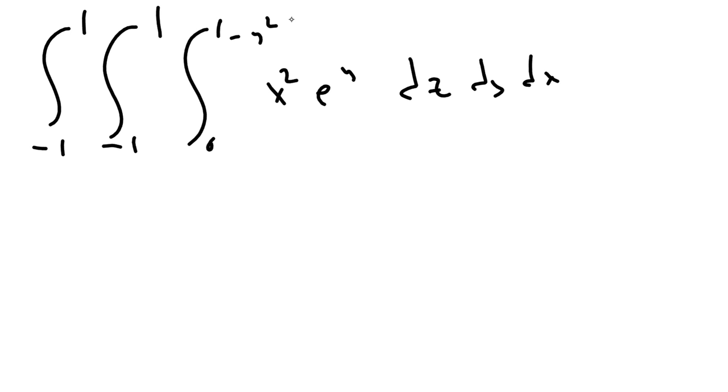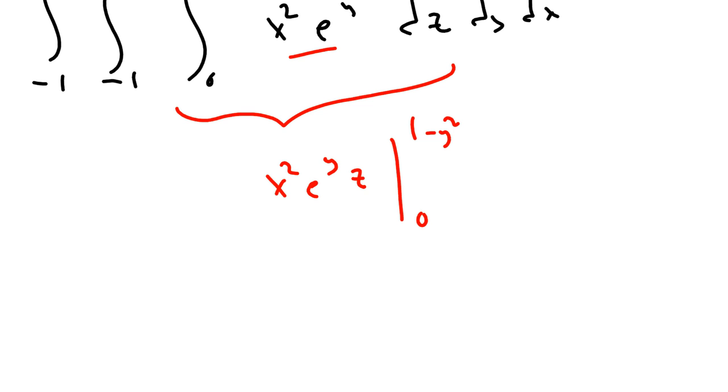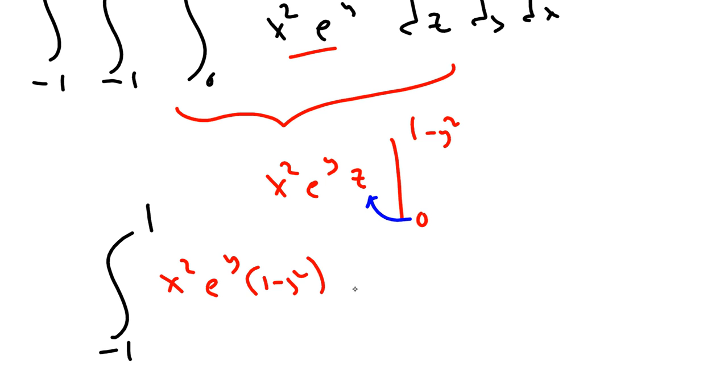Integrating this inside function with respect to z is easy because there's no z's here, so it's just a constant. So your antiderivative is x squared e to the y times z, evaluated from 0 to 1 minus y squared. We plug in 1 minus y squared, we get x squared e to the y times 1 minus y squared. And when we plug 0 in, because we're going to subtract off what happens at 0, you just get 0, so nothing's going to be there. So the next integral we have to do is the integral from -1 to 1 of this thing dy.